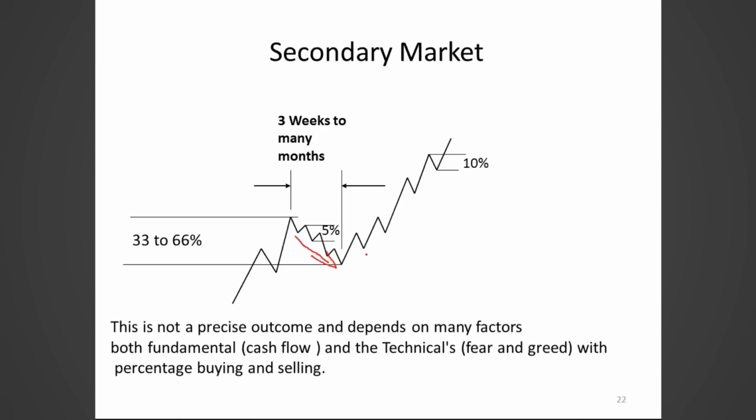And then if trends and markets are in place, we get this impulsive move out of there and the trend resumes. So it's not a precise outcome. It depends on many factors, both fundamental and technical, company reporting, that type of thing, news of the day. But essentially, that's the methodology around Dow theory and simple observation of price action.